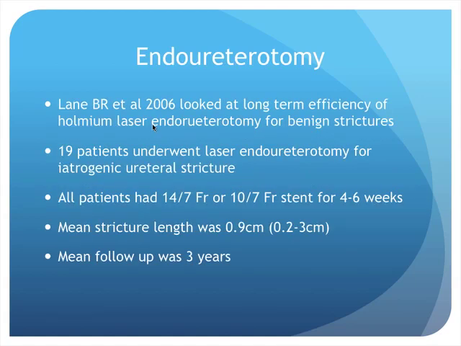A study from 2006 looked at the long-term efficacy of holmium laser endoureterotomy for benign strictures. This was a small, limited study with only 19 patients in a retrospective analysis. All these patients had stents afterwards for 4 to 6 weeks. Mean stricture length was around 0.9 centimeters, and mean follow-up was 3 years.